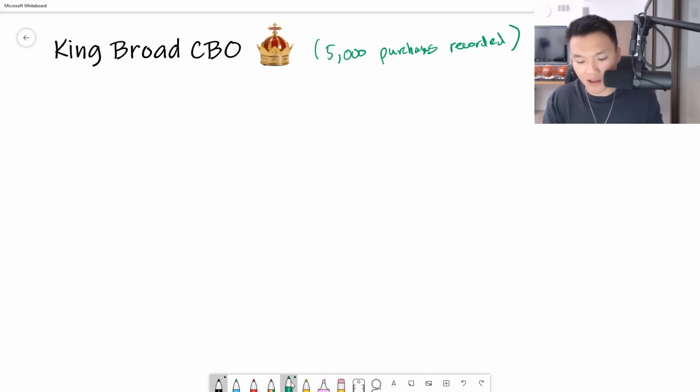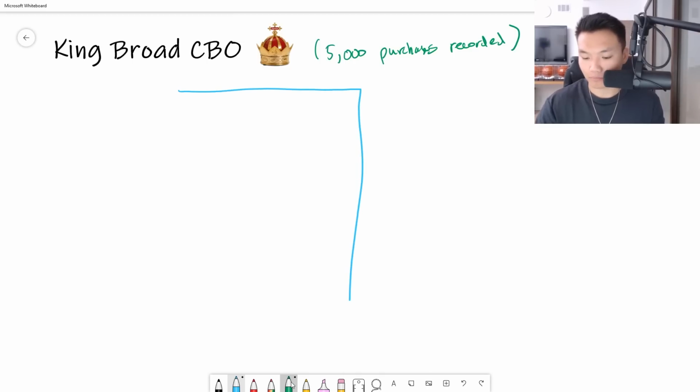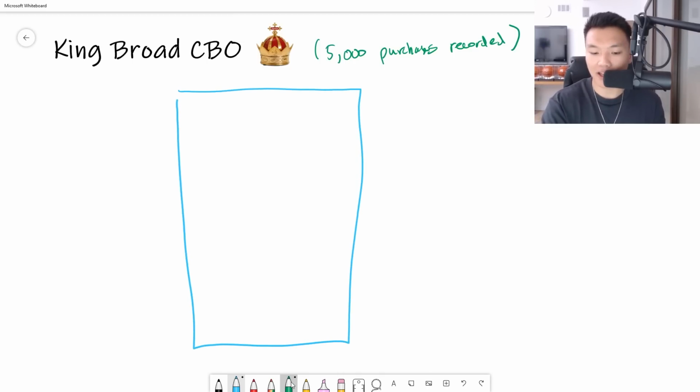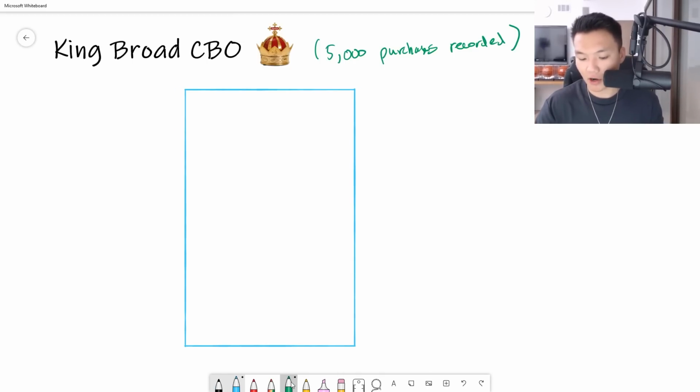So the King Broad CBO is very, very simple. All you've got to do is make a big campaign, and the minimum budget I would recommend starting out with for a King Broad CBO is honestly $5,000 on day one. So it's pretty hefty, but again, at this point, your business is obviously very profitable. You shouldn't be wary about taking a few risks here or there.